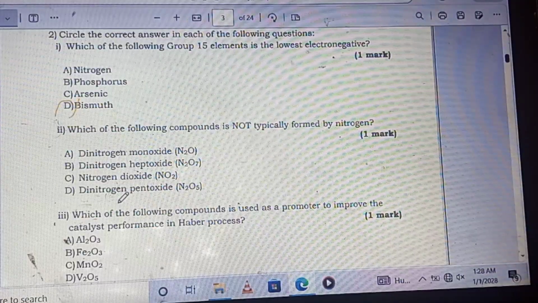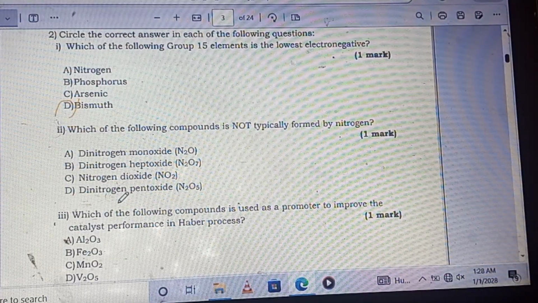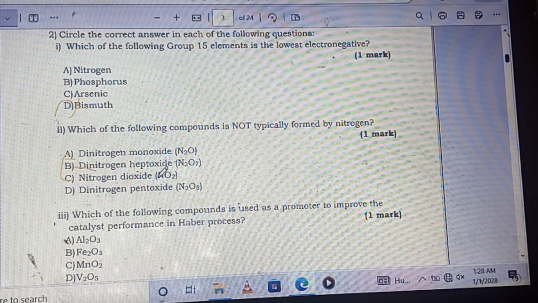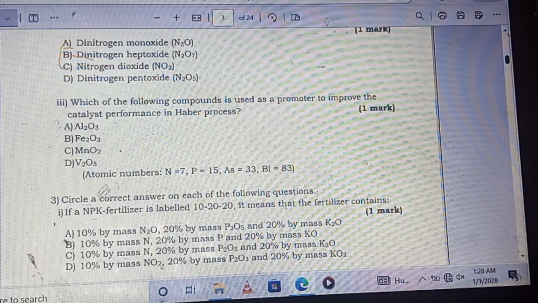II. Which of the following compounds is not typically formed by nitrogen? The correct answer is letter B, the nitrogen hypoxide, because this formula is not formed by nitrogen. Nitrogen cannot expand its octet.